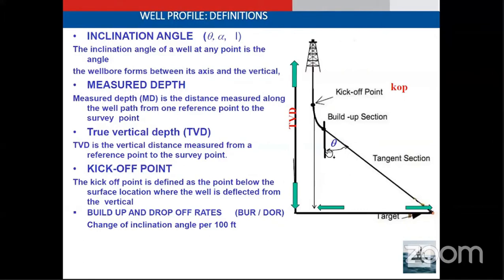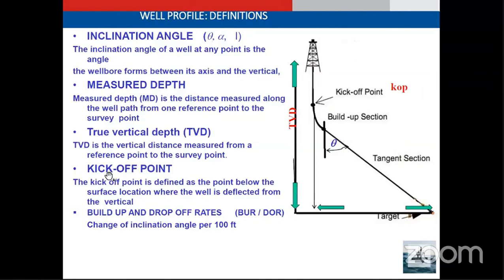What is the measured depth? The measured depth is the distance measured along the well path from a reference point to the survey point. So the measured depth is along the arc line, not the vertical line. The true vertical depth is the vertical distance measured from the reference point to the survey point.